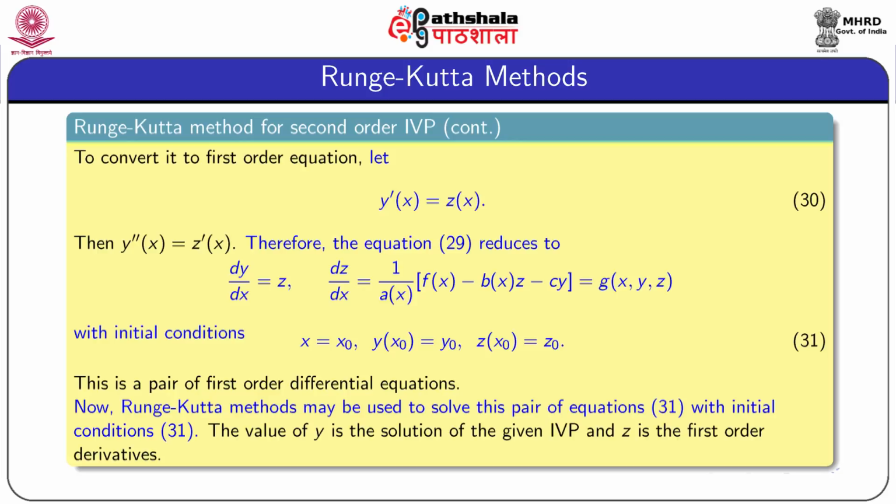The value of y is the solution of the given initial value problem, and the value of z is the first order derivative. That means the value of z is the derivative of y evaluated for a given x. This is the extra value obtained by the process, that means obtained by the Runge-Kutta method.